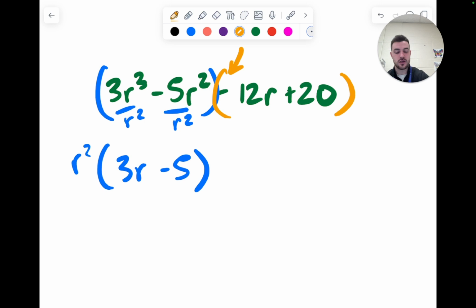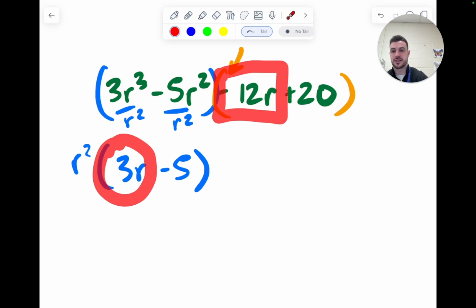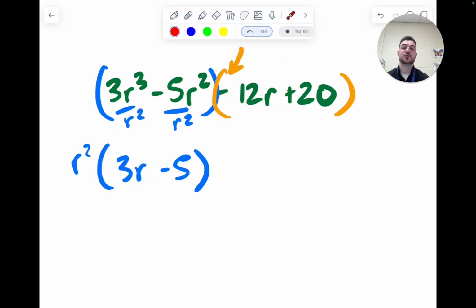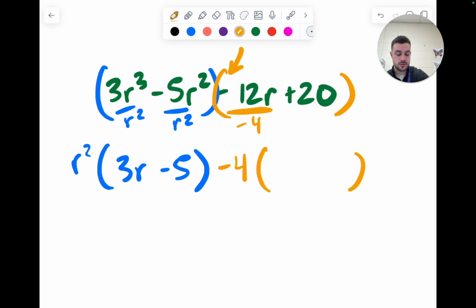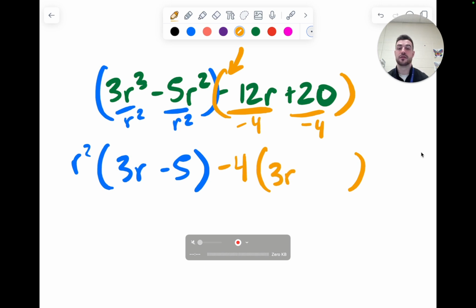Well, my first thought is I don't like to have a binomial that's got a negative in the front. See how this 3r is positive? So what I'm going to try to do is divide out a negative. Well, negative 12 and 20, I can divide out a negative 4. When I do that, I get positive 3r, and then a positive 20 divided by a negative 4 is a negative 5.